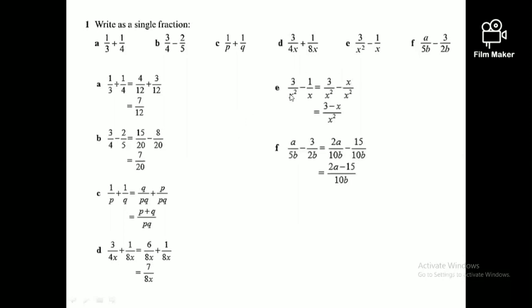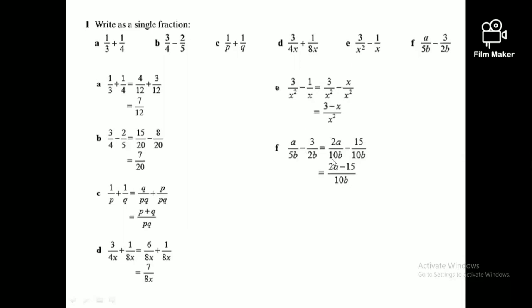Then the next one is 3 over x squared minus 1 over x. So the LCM is x squared. How many x squared are there for x squared? That is 1. 1 into 3 is 3. Minus, how many x terms are there for x squared? That is x. 1 into x is x. So you can simplify this and obtain the answer as 3 minus x over x squared, right?